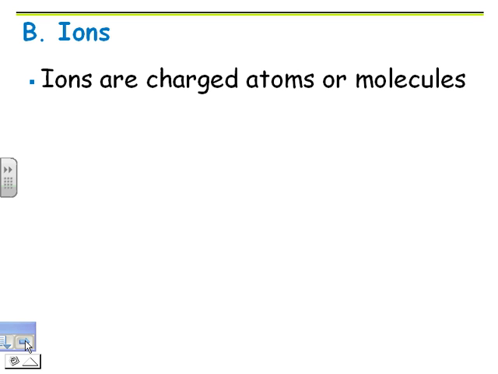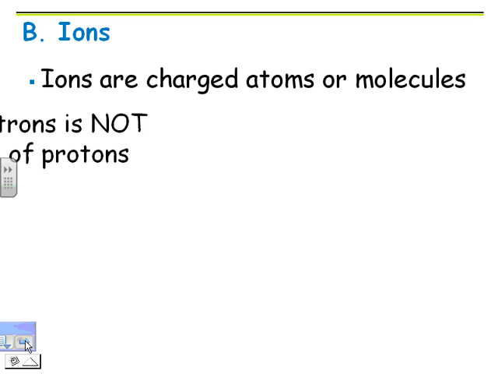Ions are charged atoms or molecules. How do you think an atom would become charged, David? Probably it gets like electrons. Yeah. It can't get protons because it would be a different atom, so it gets extra electrons. So smart.